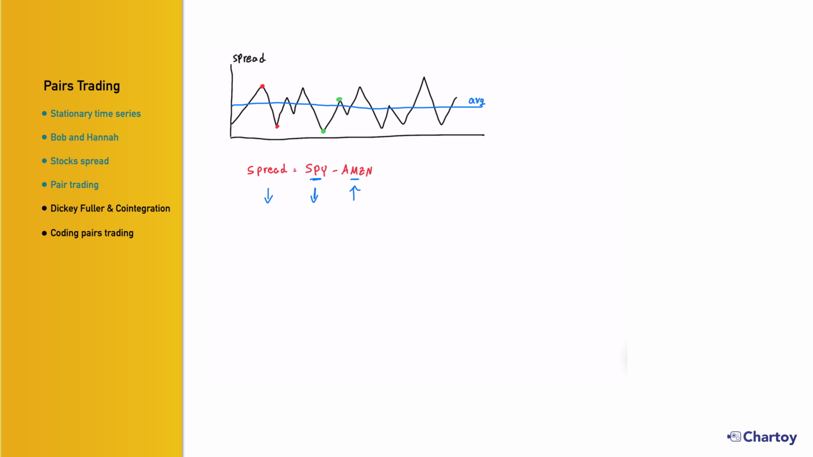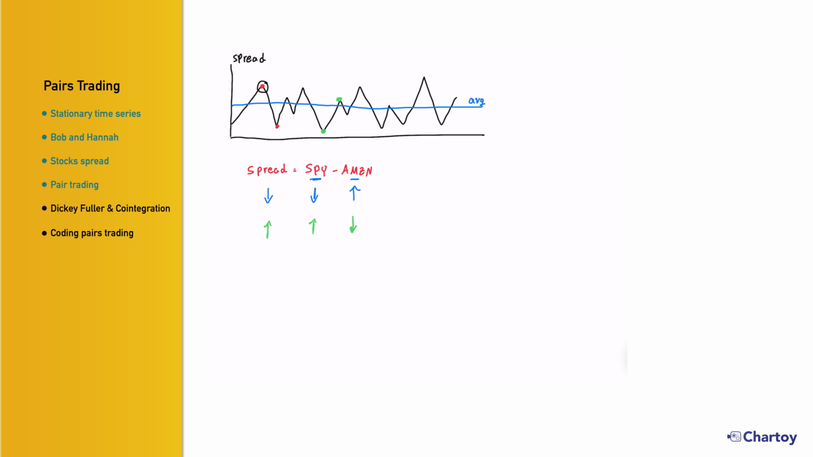Looking at these two green points, we can say, look at the first one. Here the spread is too low, right? And we assume it has to revert back to the mean. It has to go up, right? So in this case, if the spread goes up, we can look at the formula again and easily assume that SPY should go up and AMZN should go down, right?